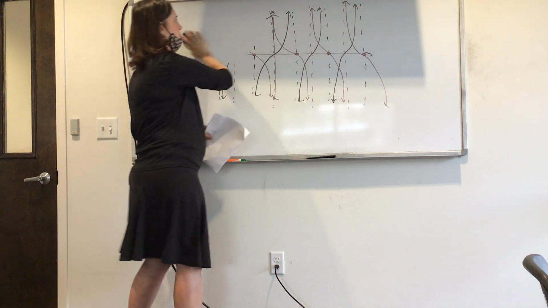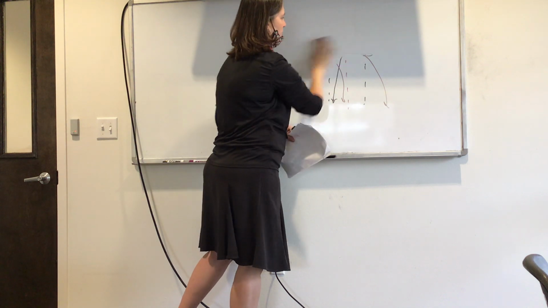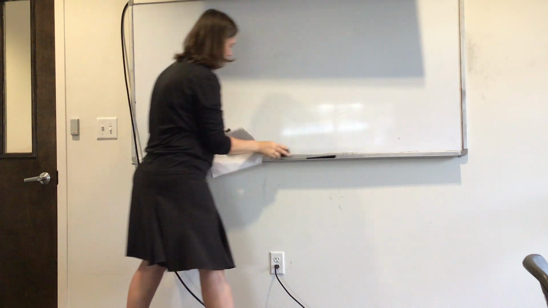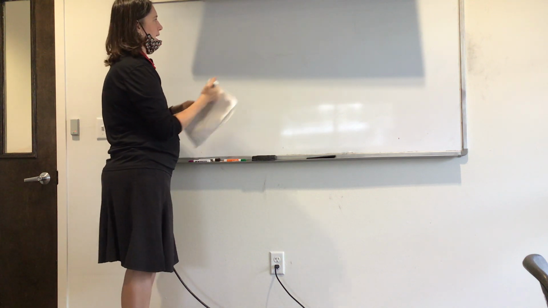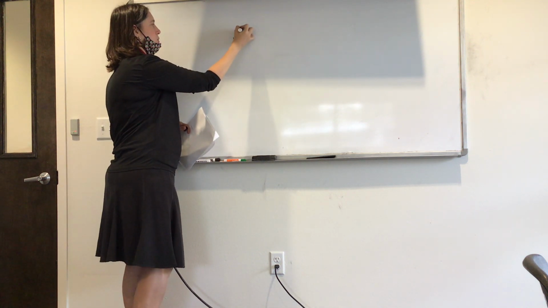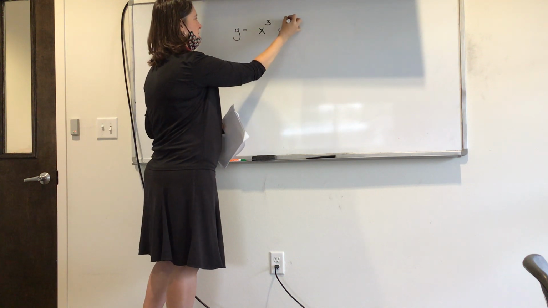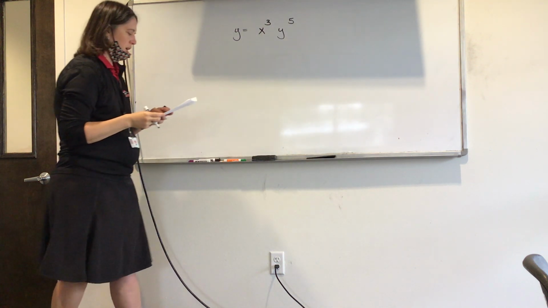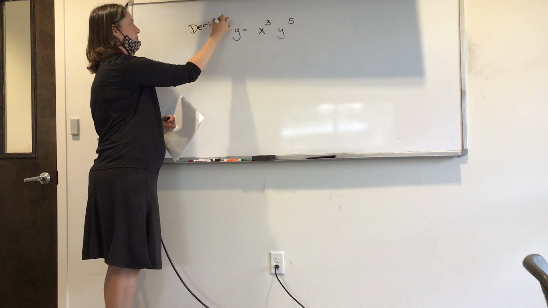All right, let's move on. I think that was lesson 30, where we talked about how to draw reciprocal functions. Now in lesson 31, we talked about how to do a derivative if you had a product. So let's begin with y equals x to the third, y to the fifth. The directions here are going to say do the derivative.